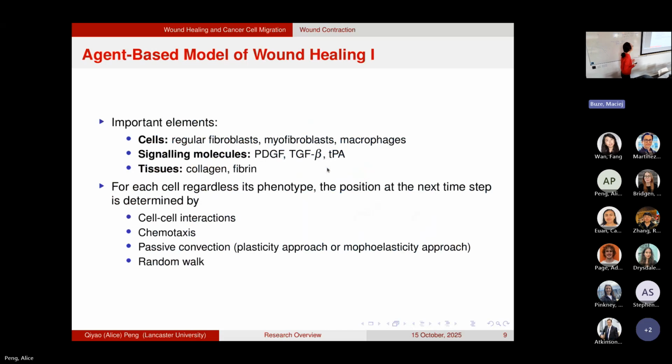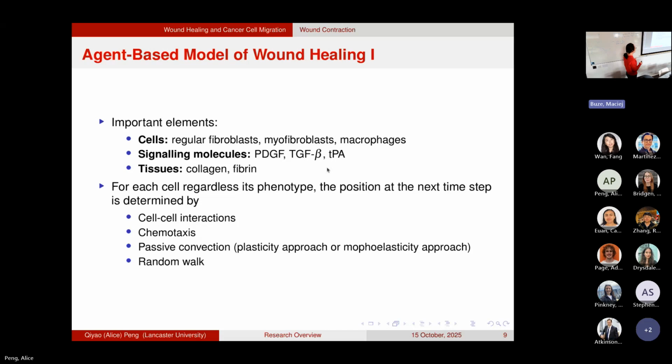So in this modeling, we include three different types of cells and three different types of signaling molecules. I think the TPA, as far as I remember, is also related to collagen or fibrin development. And then we determine the displacement of every single cell based on different mechanisms. For example, cell-cell interaction, chemotaxis, which means the cells are attracted to a high concentration of certain chemicals, and passive convection, because the cells are living on the tissue substrate, which means if the substrate is deforming or migrating, the cells are forced to migrate together as well. So that's why it's passive convection.